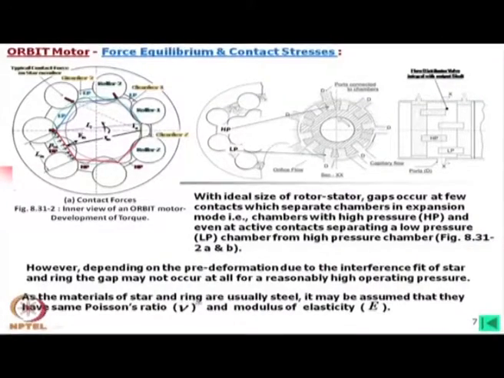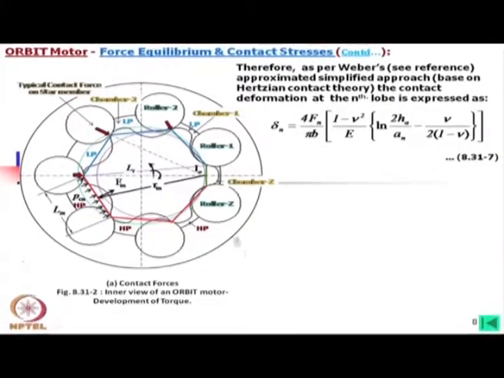As the material of star and ring are usually steel, it may be assumed that they have the same Poisson ratio and modulus of elasticity, and then we can consider the deformation at a contact is del n. This is along the normal directions, that means in these directions this will be the deformation.